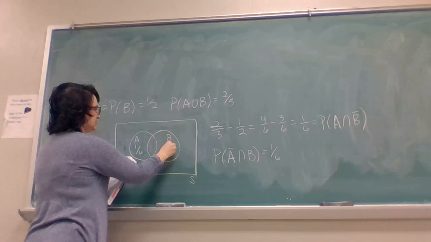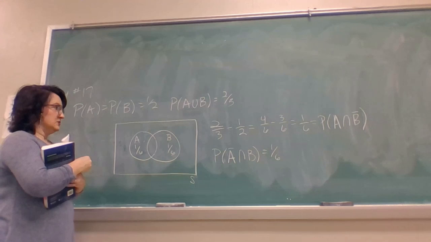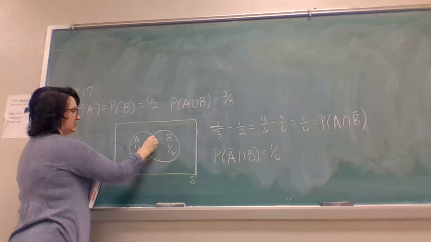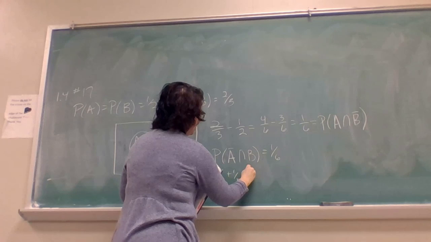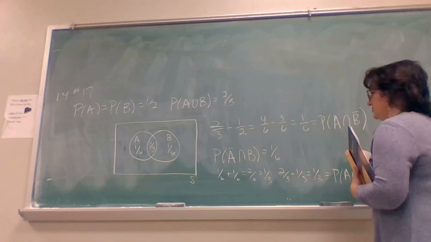Okay, and I know that probability of A union B is equal to 2/3. It's 1/3 in the middle. Okay, so 1/6 plus 1/6 gives me 2/6, which is 1/3. And so if I do 1/3 here, I would get 2/3. So in other words, 1/6 plus 1/6 is 2/6, 1/3, and 2/3 minus 1/3 is 1/3. So that must be the probability of A intersecting with B.